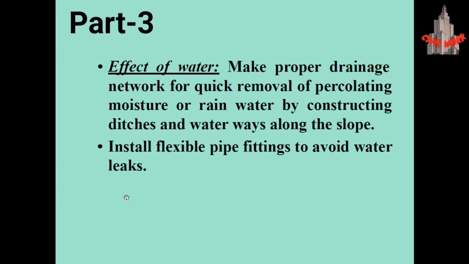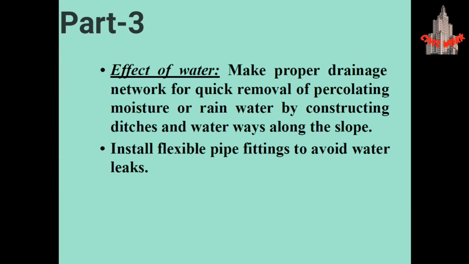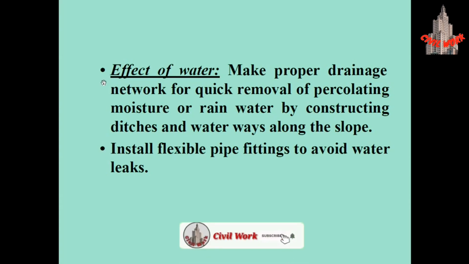Today we will continue our lecture on the preventive measures taken to avoid or stay safe from the hazardous effects of landslides. How we can improve slope stability, or how we can deal with the issues related to hazardous landslides. Number one is the effect of water. Make a proper drainage network for quick removal of percolating moisture or rainwater by constructing ditches and waterways along the slope.